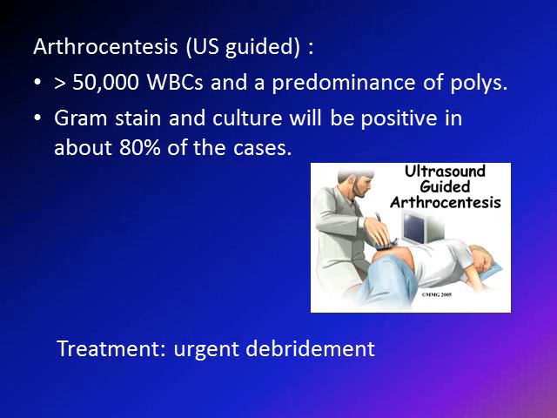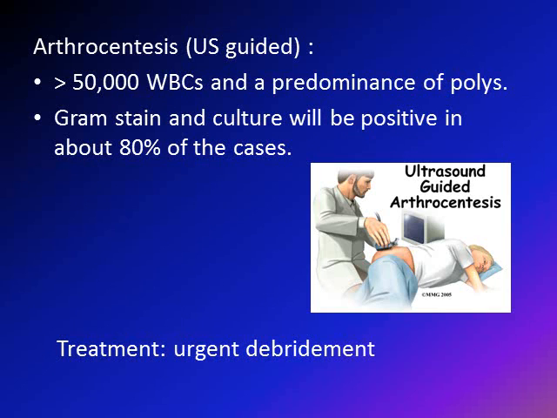So what is the gold standard for the diagnosis? The gold standard is arthrocentesis, and we usually do that ultrasound guided. So we do ultrasound-guided aspiration, as we see in this picture, and the fluid that we obtain, we send it for examination, for culture, and for gram stain. The examination of the fluid shows that the white blood cell count is more than 50,000 with predominance of polys. The gram stain and the culture will be positive in more than 80% of the cases.